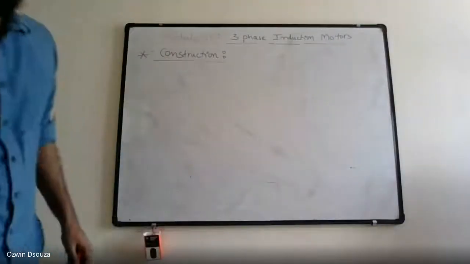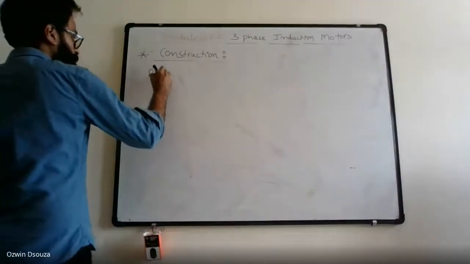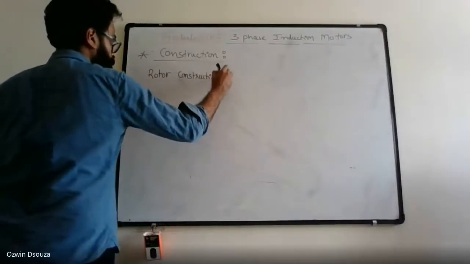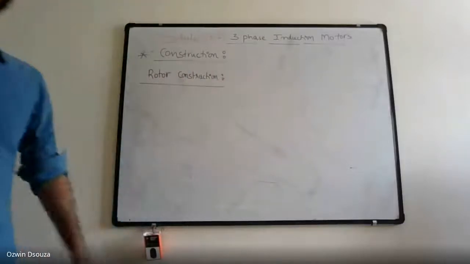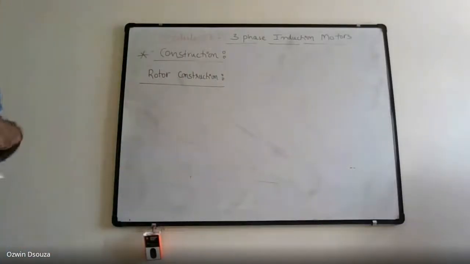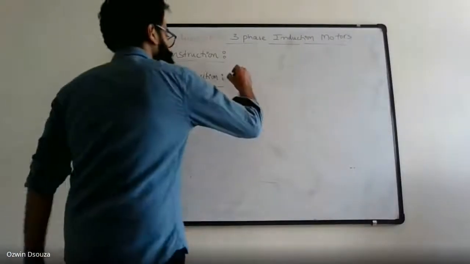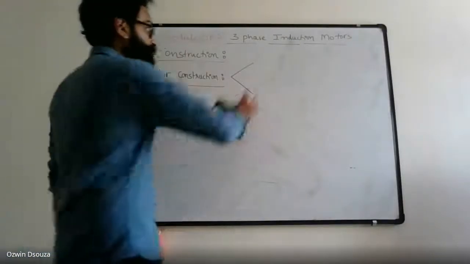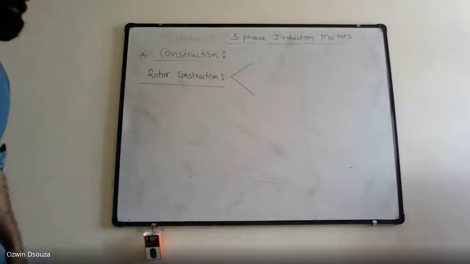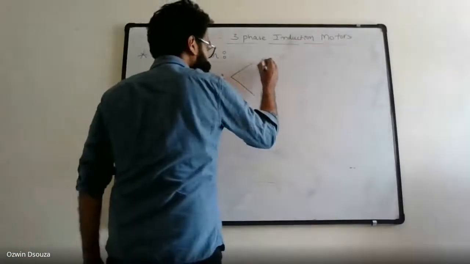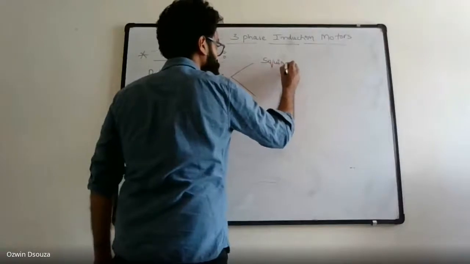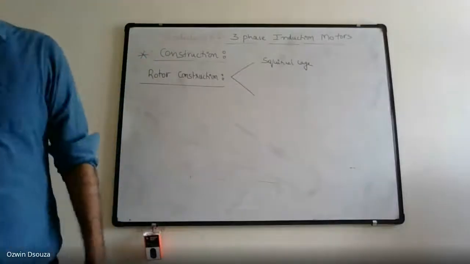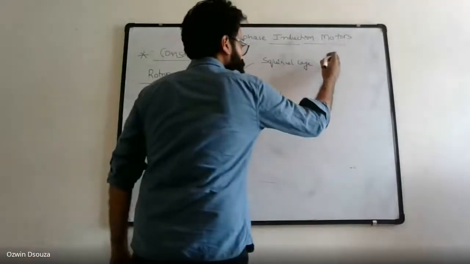Now let's come to the rotor construction. The rotor is divided into two types. On the basis of rotor construction, your three-phase induction motor can be classified into two types. The first is the squirrel cage rotor. Squirrel, it's the small mammal, right? Squirrel cage induction motor.